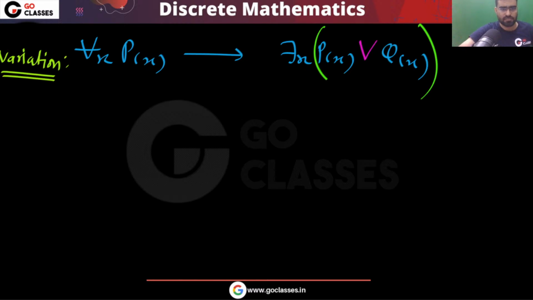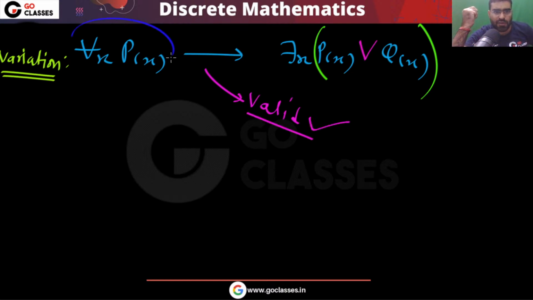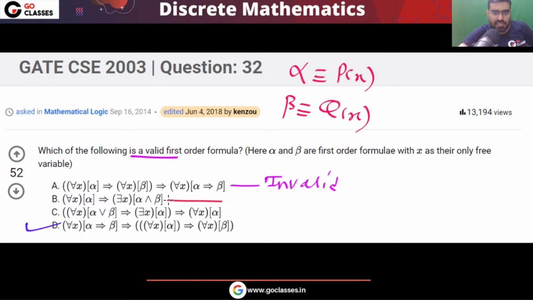A simple variation. For all x Px, can I say, if everyone has Px, meaning if everyone has mobile, then someone has mobile or unicorn? Definitely this will be valid, right? This is going to be valid, because for everyone P is true. If for everyone P is true, then definitely for someone this will be true. So you can easily see that this will be valid. Is this clear? Very simple, you can do it. Now, for this question, you can clearly see this is invalid.